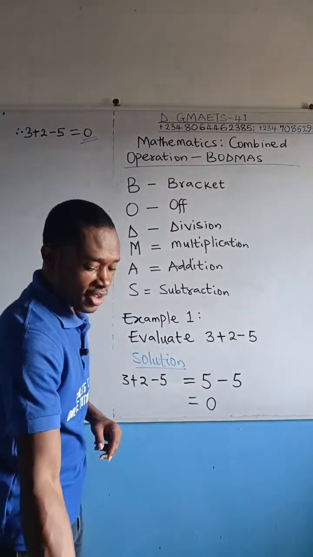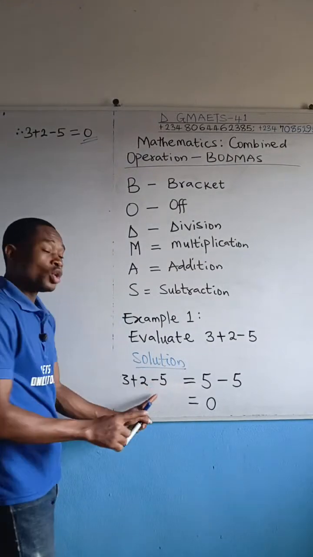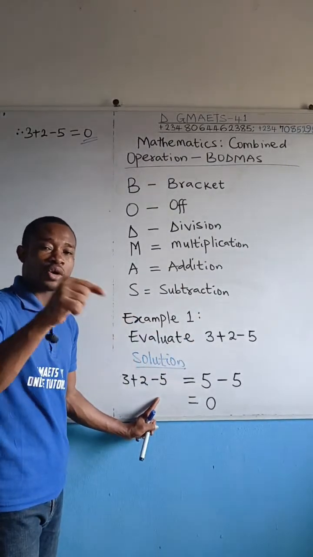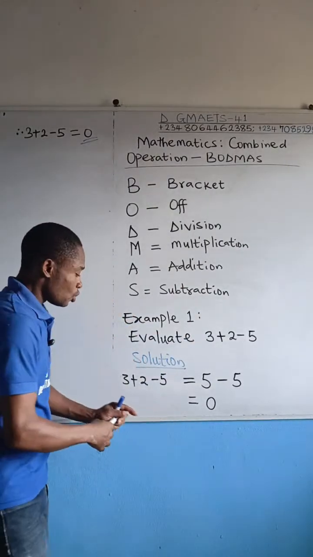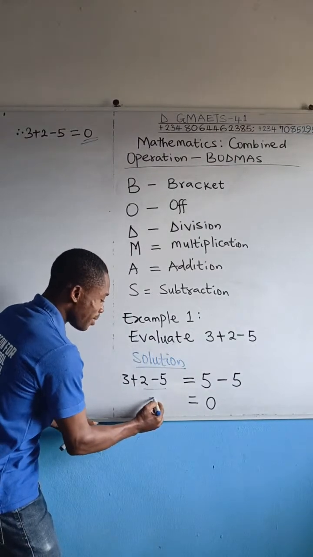So like I said, 2 minus 5 will give us that you are owing 3. You are still owing 3. And because you are owing 3, it will be minus 3, which means 2 and minus 5 alone will give you minus 3.